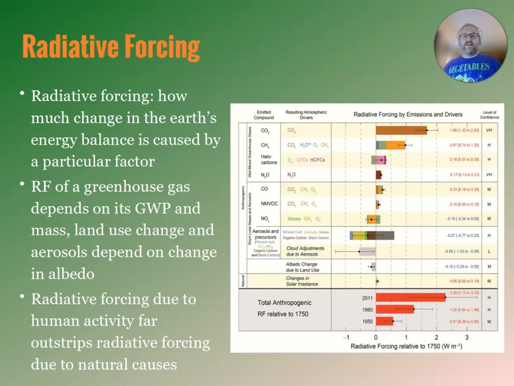Another way that we can look at the effects of greenhouse gases is by examining their radiative forcing. Radiative forcing is how much change in the Earth's energy balance is caused by a particular factor. Greenhouse gases have radiative forcing, but other things also have radiative forcing, because there are other things that change the Earth's energy balance. By putting everything in terms of radiative forcing, we can add up all these different effects. We can add up the different things that are warming the Earth and different things that are cooling the Earth to see what the net outcome is, and to see which things are making the biggest contributions.